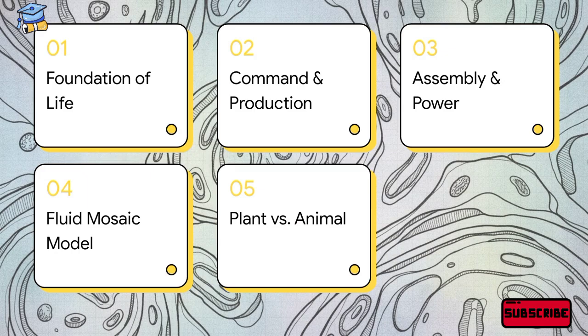First, we'll start with the foundation of life, then move into command and production, and tour assembly, packaging, and power. After that, we'll break down the fluid mosaic model and finally compare plant versus animal cells.